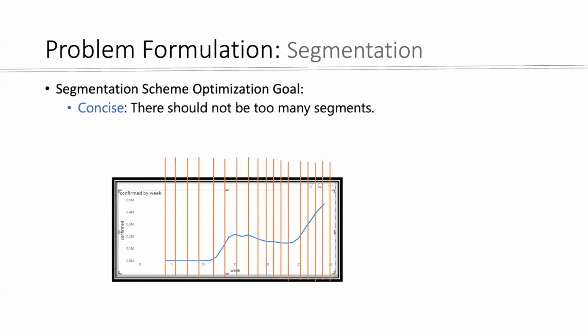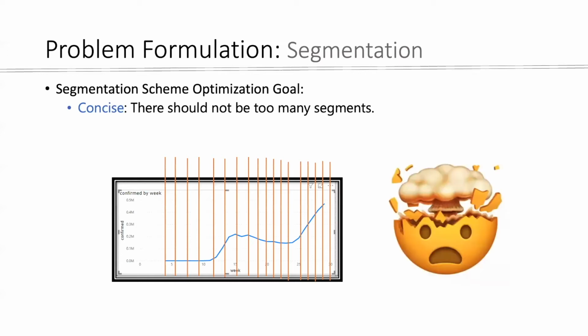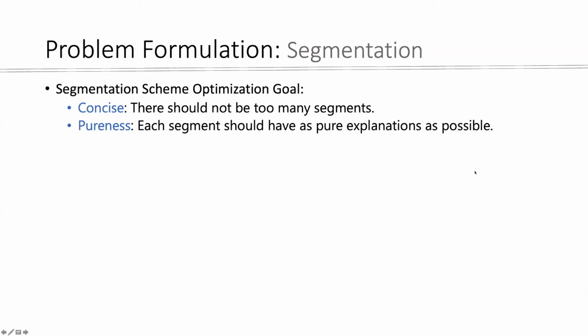Here comes the question: what is a good segmentation? We have two considerations. The first one is that it should be concise. There should not be too many segments, otherwise it will exceed users' perception limitation. The second consideration is pureness, which means each segment should have as pure explanations as possible.